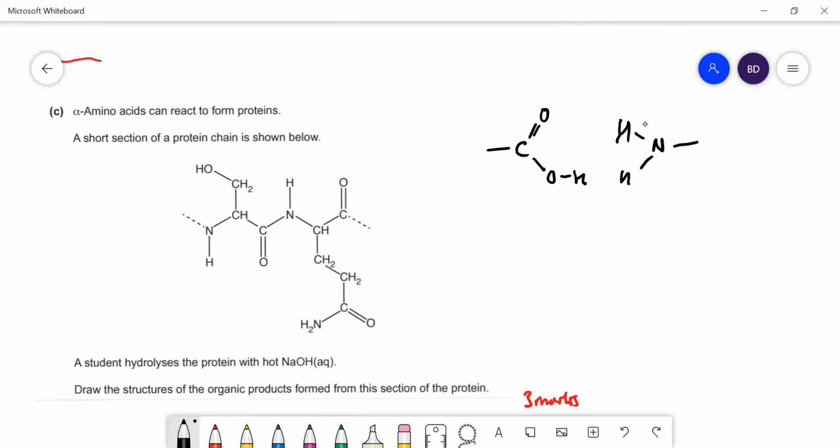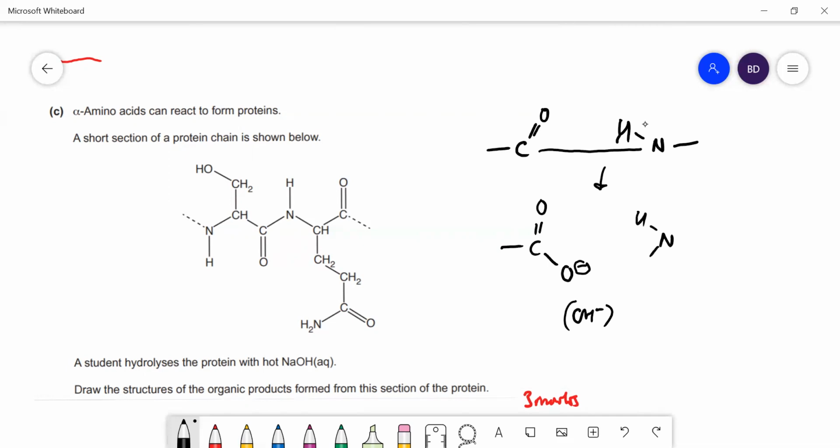So that's the end of it. And what happens is you're going to lose water there, and we're going to form that. So when you hydrolyze that with OH minus, you're going to reform the carboxylic acid, but it won't be a carboxylic acid because you've got loads of OH minus about, which is a base, so it's going to be the salt of the carboxylic acid, and you're going to get NH2. Now where are the peptide linkages there? We've got one there, and that's all we've got. There's just one peptide shown in that. So let's draw that.